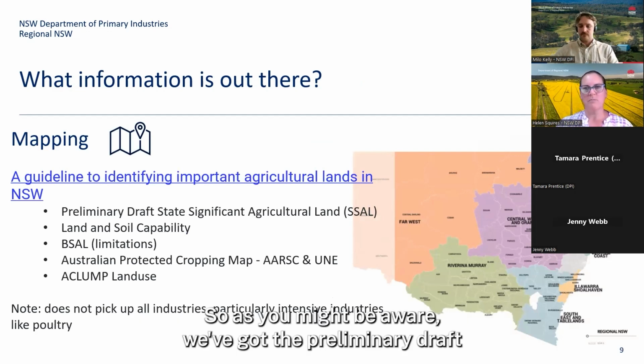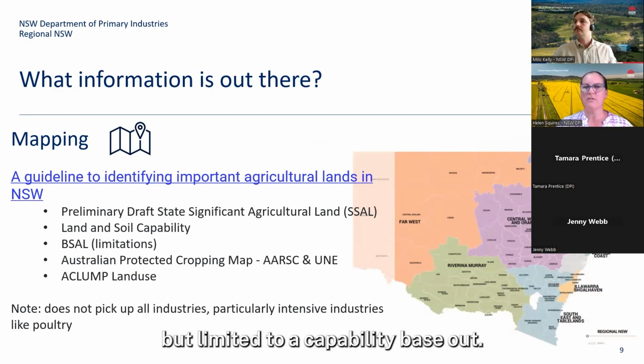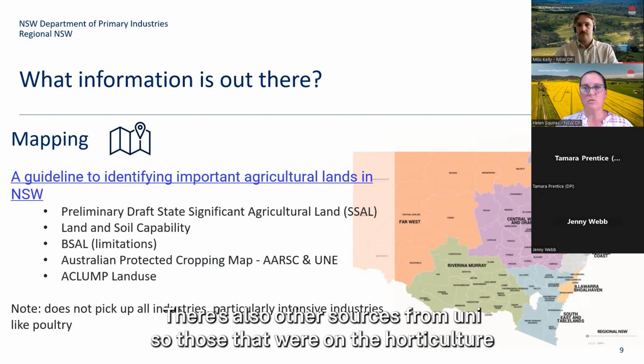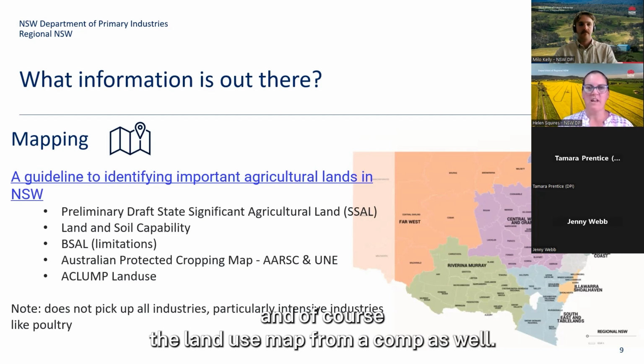So as you might be aware, we've got the preliminary draft state significant ag land map that's out there. We've got land and soil capability, BSAL, so it has some limitations with its use. And there's also other sources from UNE. Those that were on the horticulture webinar last month would have seen the Australian protected cropping map. And of course, the land use map from ACLUMP as well.